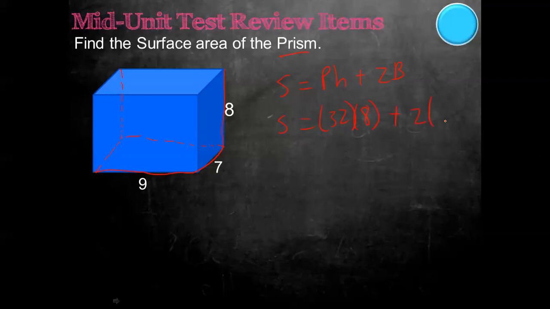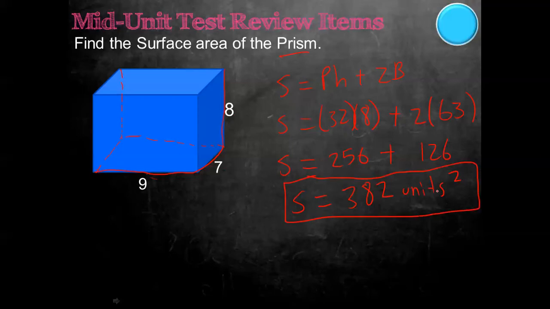Okay, then we're going to have 2 times area of the base. So area of a rectangle is just base times height. So 9 times 7, which is 63. So now we're going to take 32 times 8, which is 256. And then we're going to take 2 times 63, which is 126. And we're going to add those together. 256 plus 126 is 382. And they don't give us units, so we're just going to say units squared. So whatever the units are, we square them.